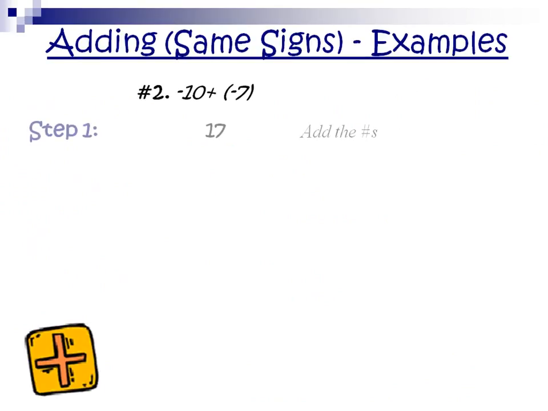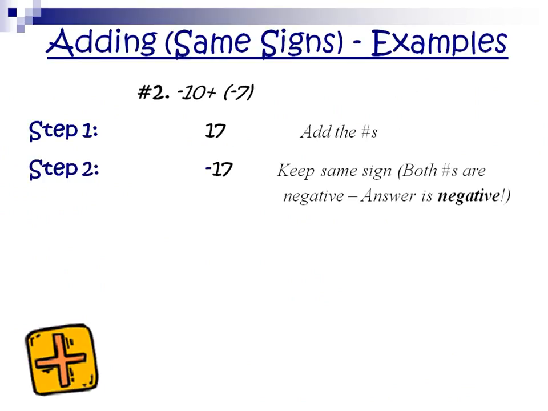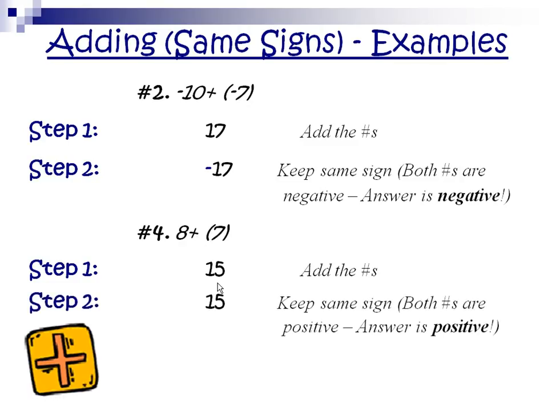Thus we get negative 17. So when you're adding just those numbers 10 and 7, you get 17, but because both are negative, the answer is negative 17. Now look at number 4 here. 8 plus 7. Both of these numbers are positive. Therefore, we will just add and keep the positive 15.